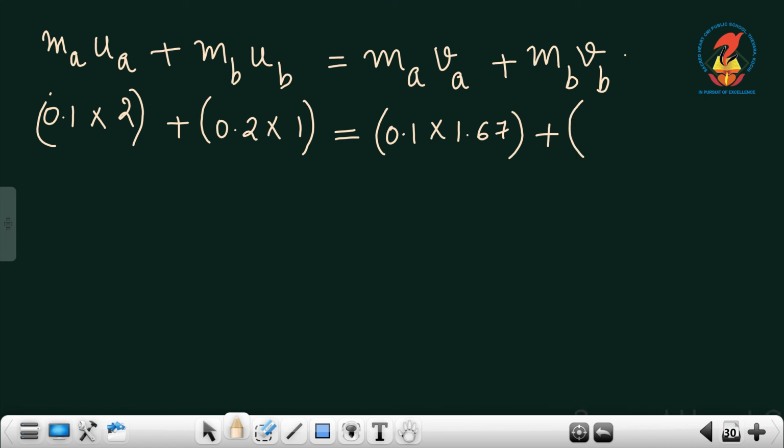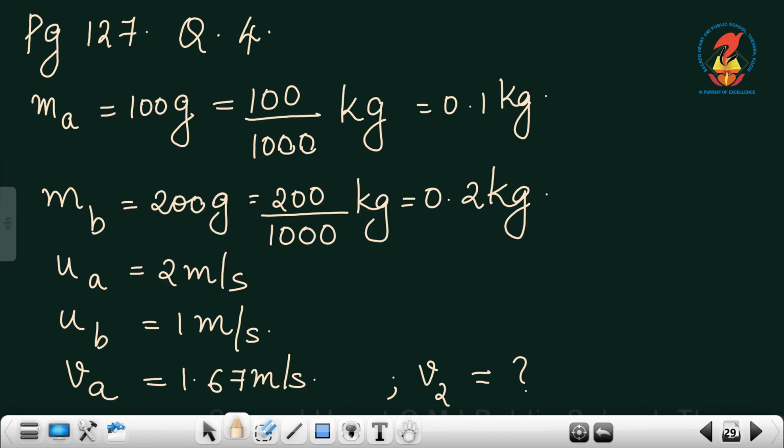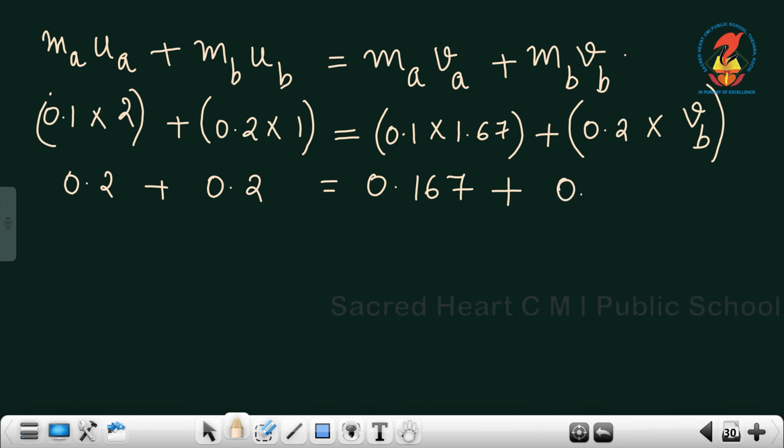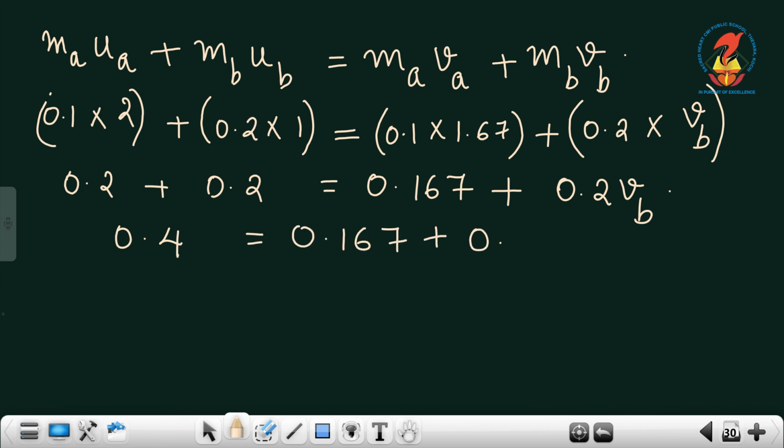Mass of the second object MB is 0.2 into the velocity of the second object. That is what we need to find, the velocity of the second object VB. Now, 0.1 into 2 is 0.2 plus 0.2 into 1, again 0.2, is equal to 0.1 into 1.67, which is 0.167, plus 0.2 into VB, which is 0.2 VB. Now we need to find VB. So take this 0.167 to the other side. So 0.2 plus 0.2 is 0.4, equal to 0.167 plus 0.2 VB.